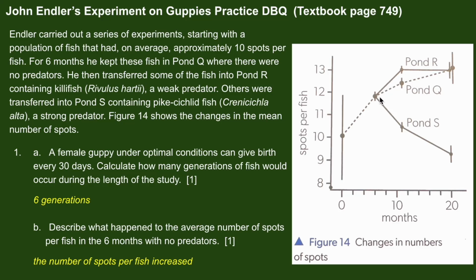Pond S, on the other hand, where we had the strong predator, you can see the number of spots decreased. That strong predator was able to spot those guppies that have spots more easily, and so you can see the number of spots decreased over time.